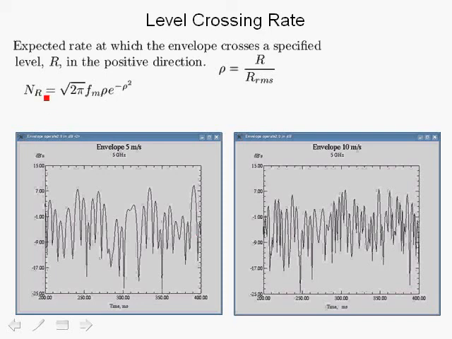And the expected rate at which you cross the level is expressed by this expression here. And notice that if you plot it, you get an interesting result. What I want to point out is that it is directly proportional to the Doppler shift. So the larger the Doppler shift, the more the expected rate at which the envelope crosses a level, as shown in these two diagrams. But this is an important parameter that you can actually compute.